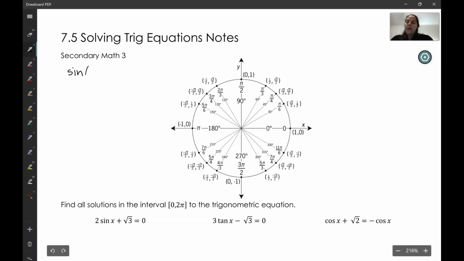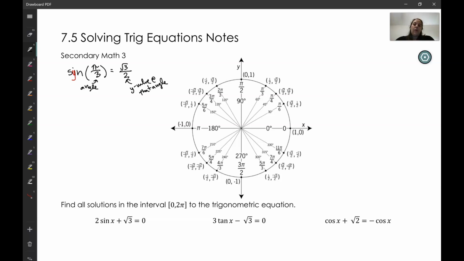Last lesson, we had you do things like this, where this was an angle, and we know that sine is the y value. So you went to this angle and found the y value, and that was your answer. So here's the angle, pi thirds. There's that y value, root 3 over 2. And that was your answer. And that's how we did things in 7.3.